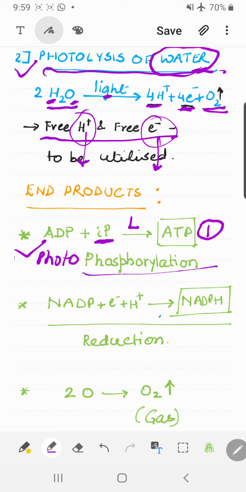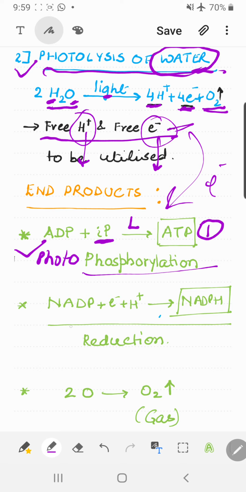photophosphorylation. Children, whenever the question comes as name the following or answer in one word, please see whether this conversion is accompanied with the word light or not. If it is accompanied with light, you write photophosphorylation. If it is not accompanied with light, you write only phosphorylation, right? And whenever you have to add up something, you need free electrons. So that means this is the first thing where electron is utilized, right?